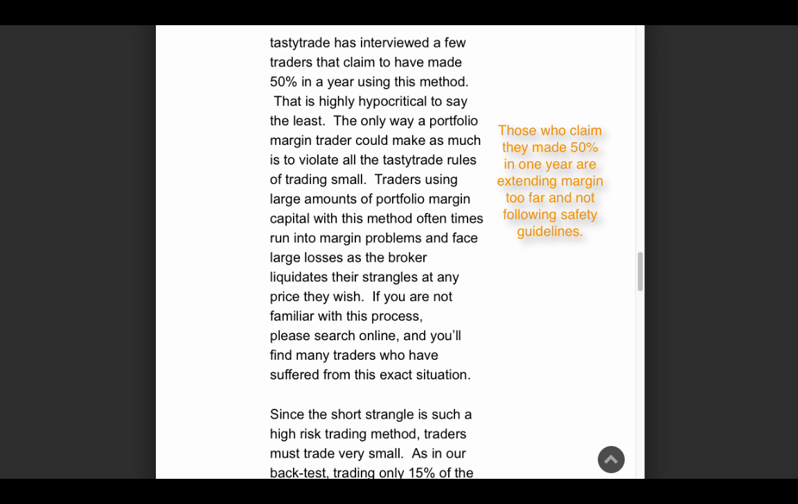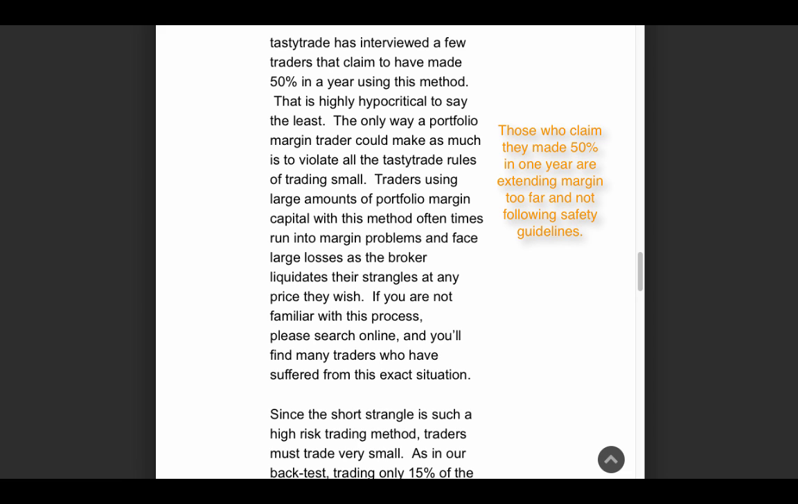But I wanted to point out that, when they interview these people that are making tremendous amounts, it's, in my opinion, highly hypocritical, because these people that they're interviewing aren't following their rules, right? They preach this to trade small, and it's because they know the risk involved, and they know that if you do get to 50% of your margin, you could blow up your account in one day.